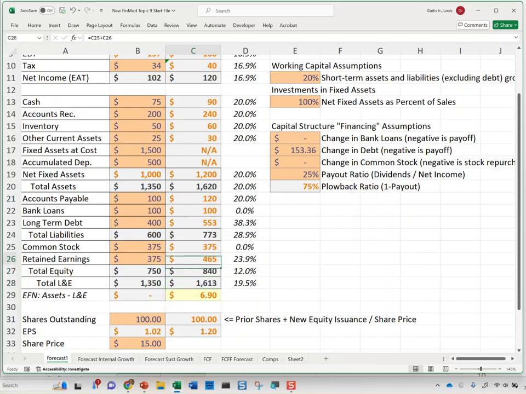So at the end of this second pass, I still need 690. I can just issue another 690. I'll go in here and change this formula to equals 153.36 plus another 690.